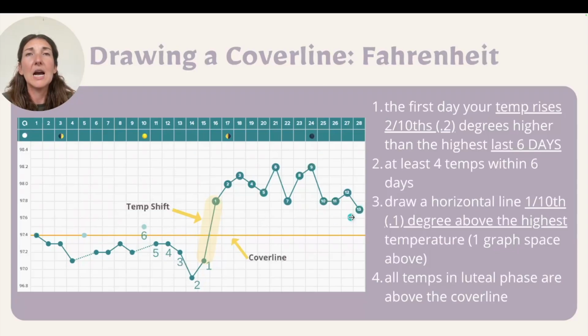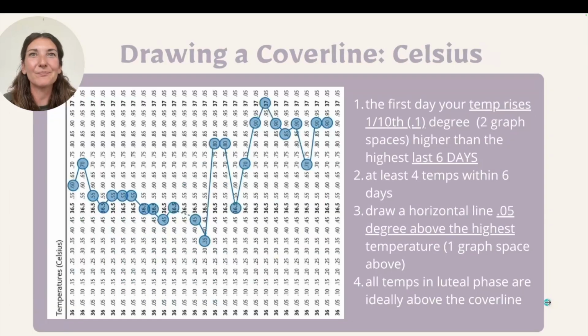And then ideally you want all of your luteal phase temps to stay above your cover line. And so that's telling us that progesterone is being released in your body and it's bumping those temperatures up. And therefore you can confirm that ovulation has likely occurred in this cycle.